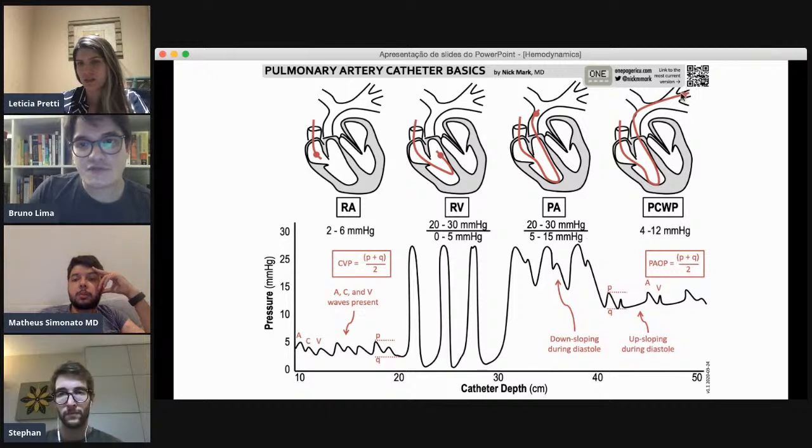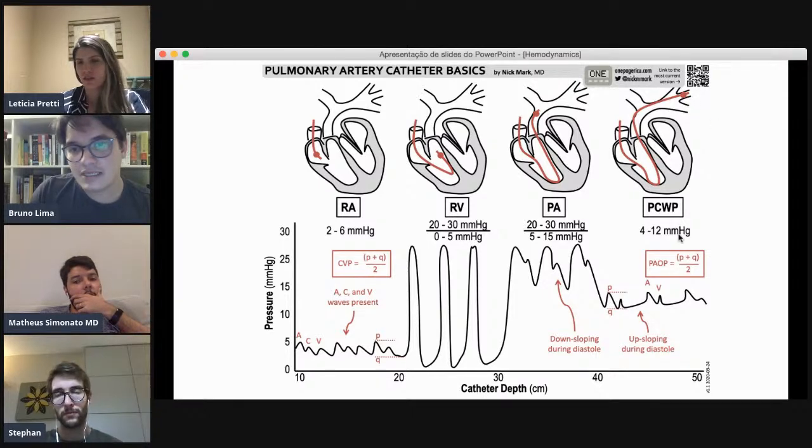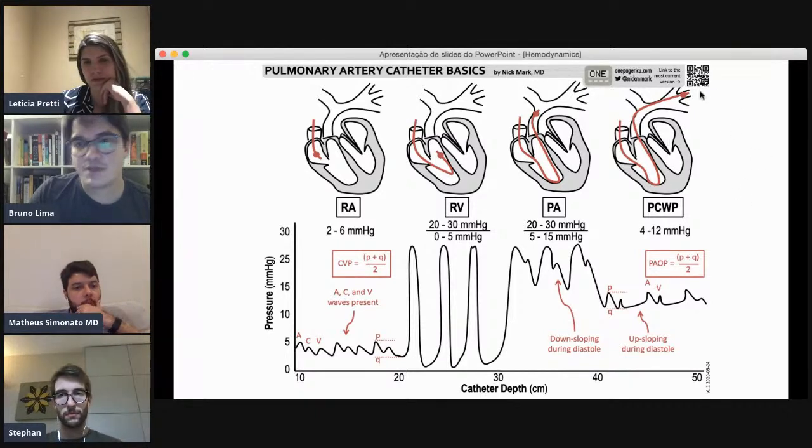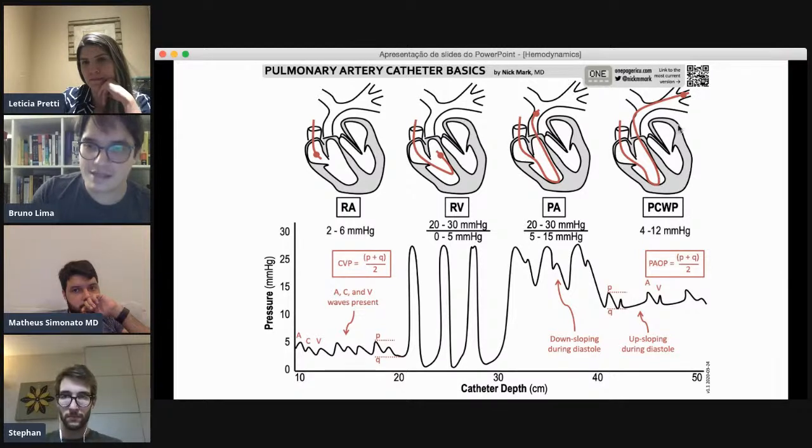And as you advance it further, you get to the distal segmental branch of the pulmonary artery, and you inflate the balloon. You're going to start seeing those waves again that resemble the waves from the right atrium. So this is the wedge pressure. Those are the waves from the left atrium being transmitted back here, so those pressures should equilibrate with the pressure at the left atrium. You see the same thing, A wave, V wave. If the patient has mitral regurgitation, you're going to see huge V waves here, okay?